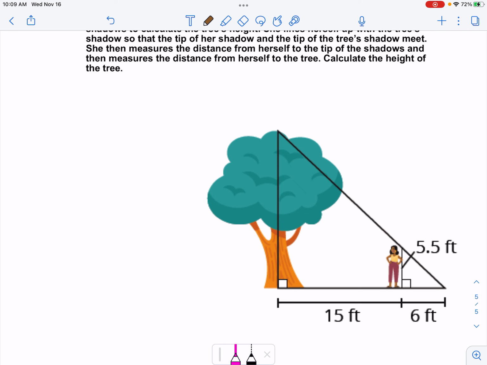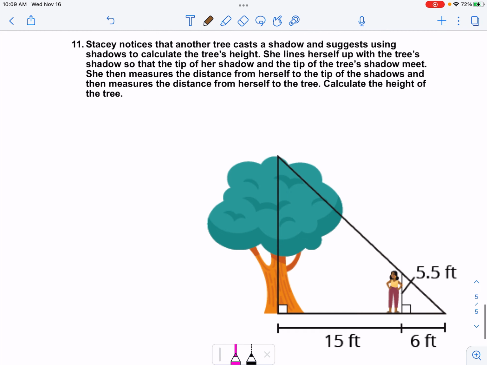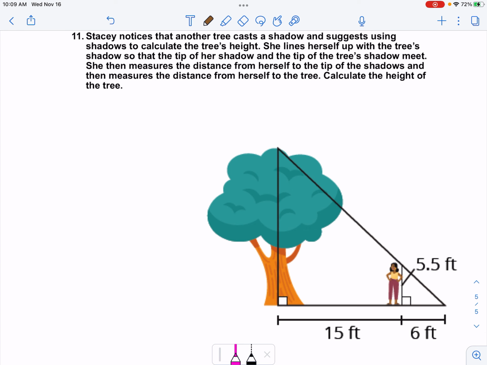Okay, so in this particular example, she knows the height of herself is 550, right? And this angle is in both the small triangle and in the big triangle, right? So that would be congruent to itself. So you would say both triangles are similar by angle.